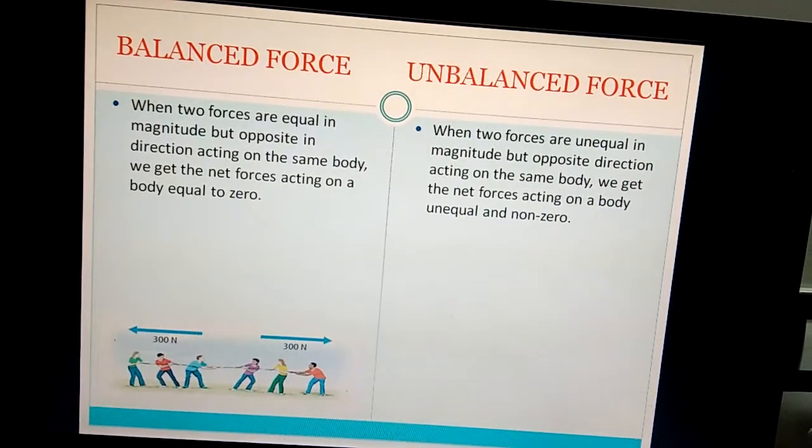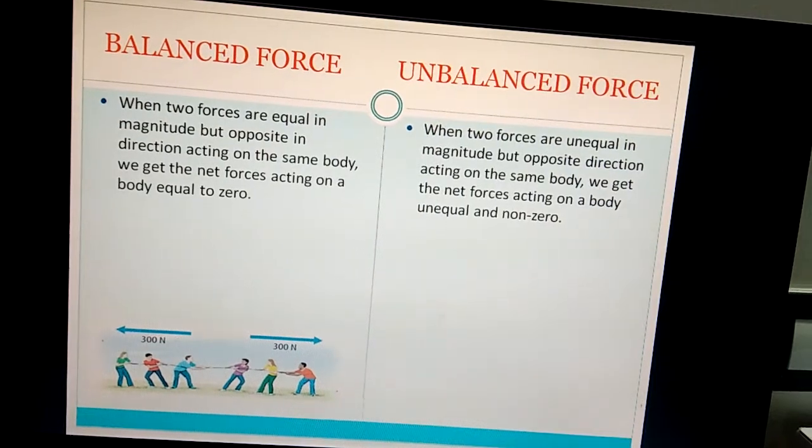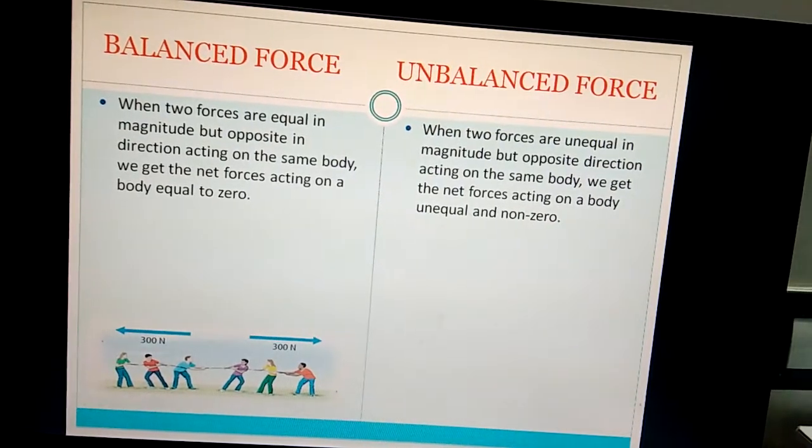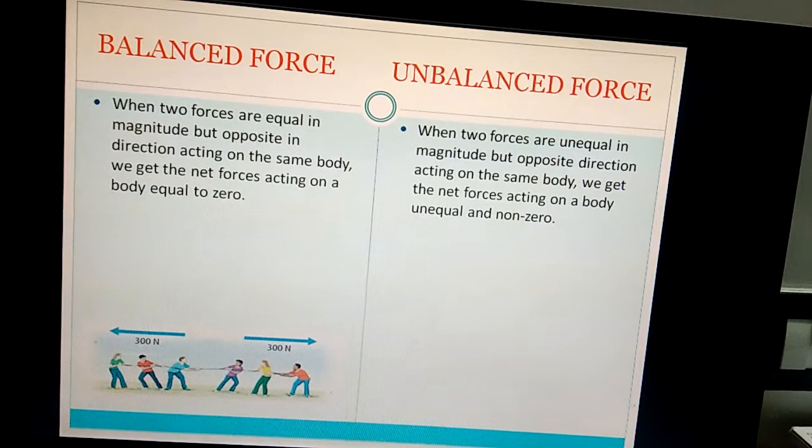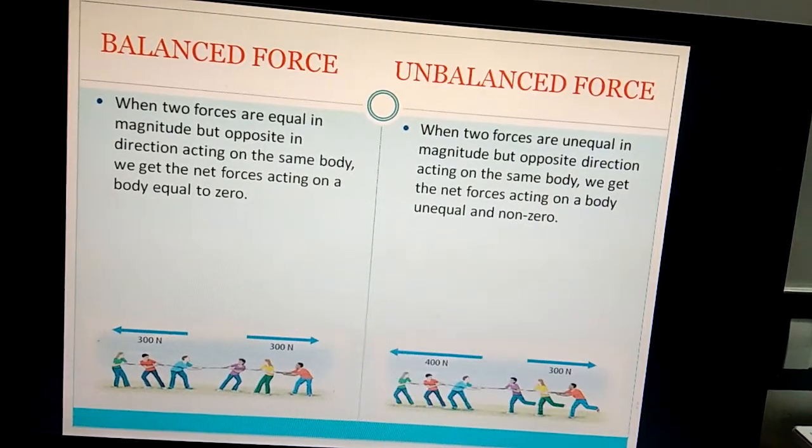We talk about the unbalanced force, students. When two forces are unequal in magnitude but opposite in direction acting on the same body, we get the net force acting on the body unequal, or we can say non-zero. Check it out here again.